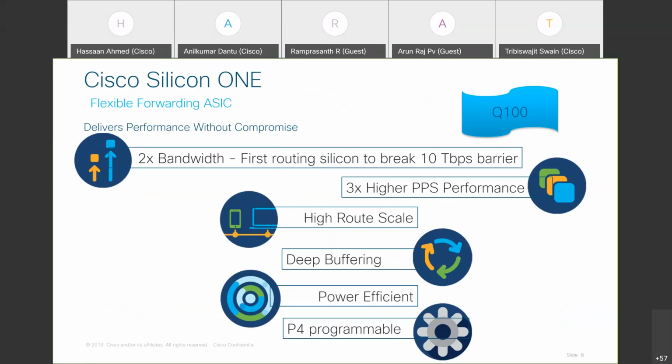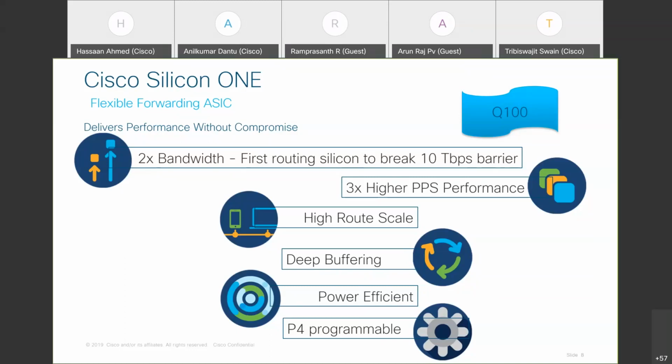As I mentioned, the Cisco Silicon One is an ASIC. It has twice the bandwidth of the best routing ASIC available in the industry, and it is the first routing ASIC to break the 10 Tbps barrier. An individual ASIC NPU can handle 10.8 Tbps of traffic. It is the first chip to do that, and it has higher packet processing capability, 3 times that of the best other available chip in the industry.